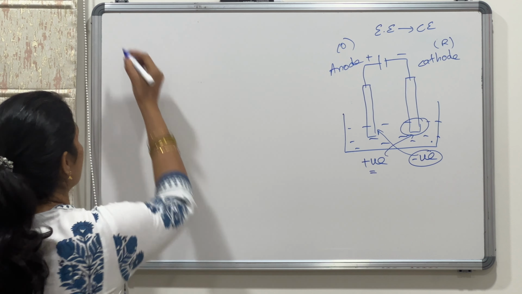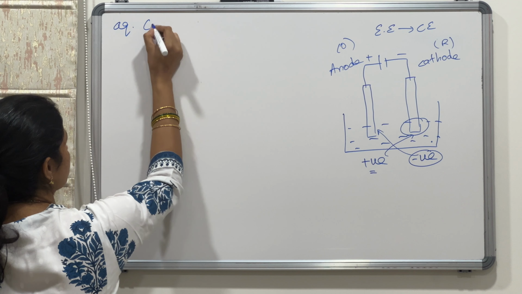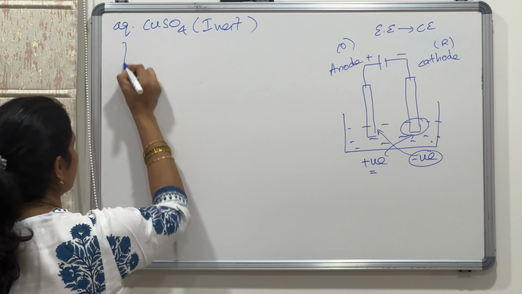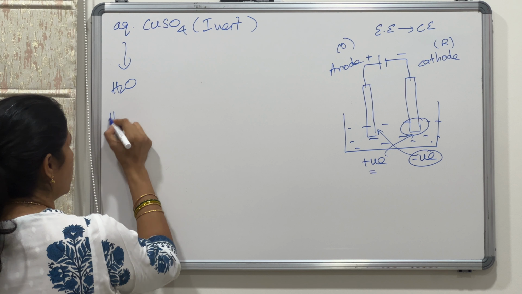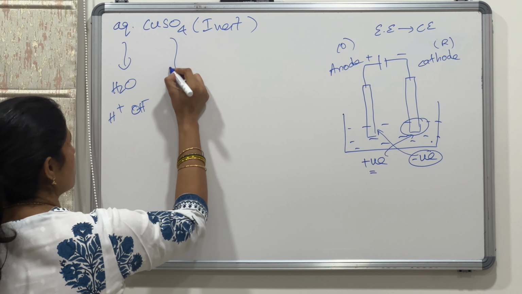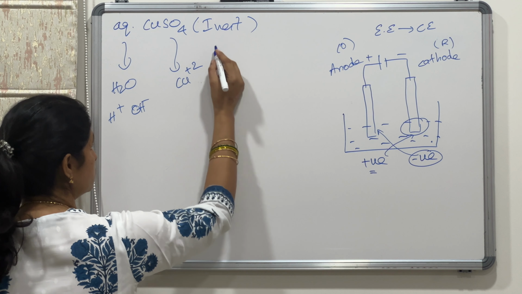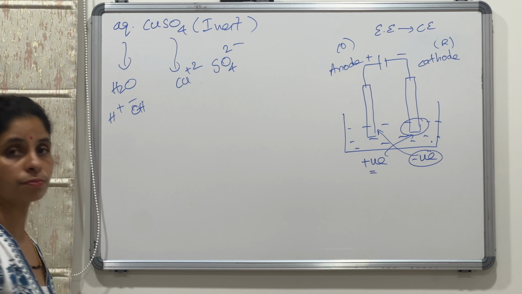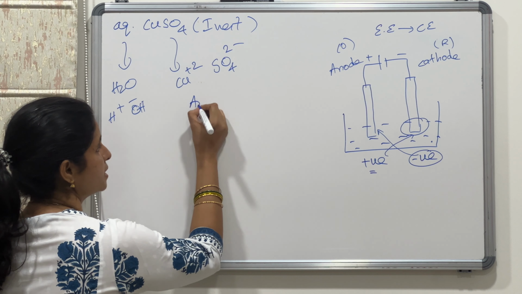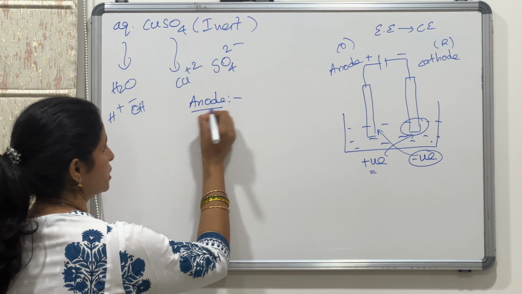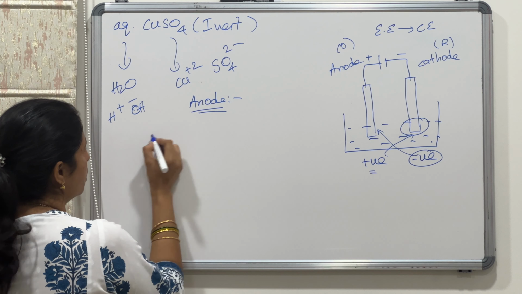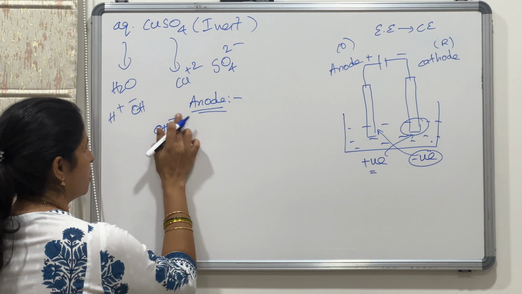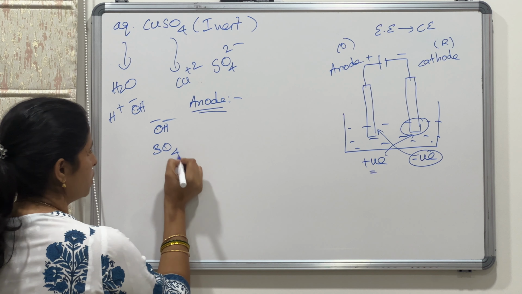How to write the products of electrolysis? Take aqueous CuSO4 using inert electrodes. Aqueous means H2O, which gives H plus and OH minus, and CuSO4 gives Cu 2 plus and SO4 2 minus. So what are the reactions at the anode? Anode means always oxidation. Here what are the anions? OH minus and SO4 2 minus.